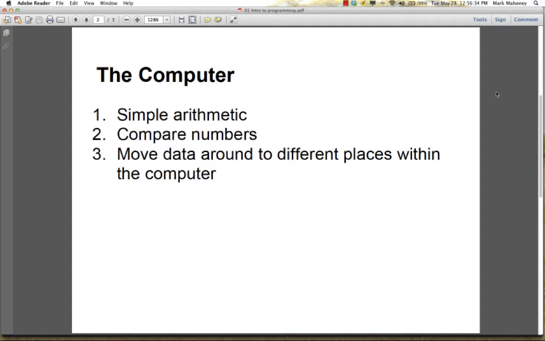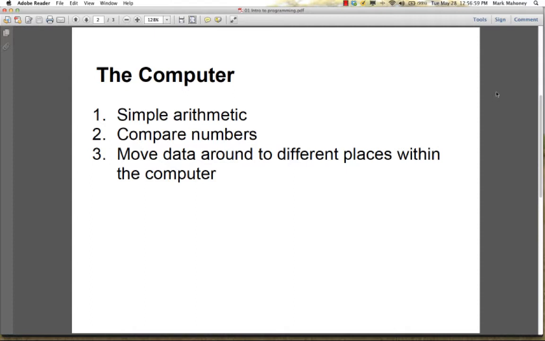Okay, the computer can also move data around to different places. So data is what it sounds like. It might be a person's hourly pay, a person's number of hours worked, a state tax rate, a federal tax rate. These are all things that can be manipulated to produce useful information. So that's what data is. Data is manipulated to produce useful information.